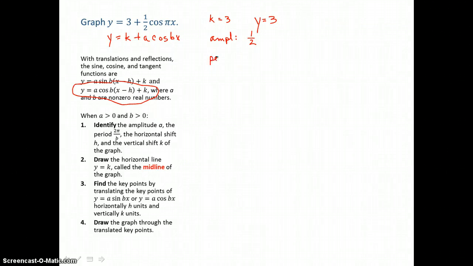And for this cosine wave, we have a period of 2 pi over the absolute value of b. And b happens to be pi, so the absolute value of pi is going to be pi. Pi's cancel, and this period simplifies to just 2. So now, knowing this information, we can build our graph. We'll label our axes.